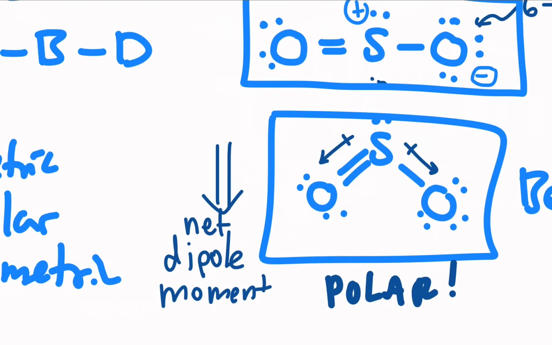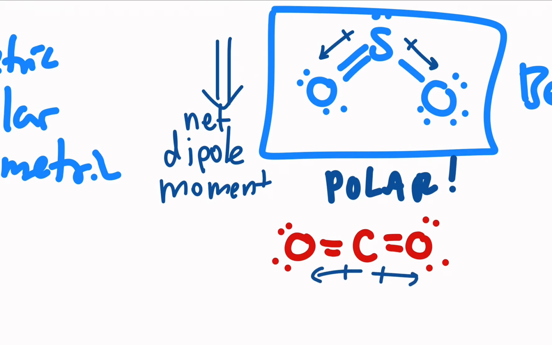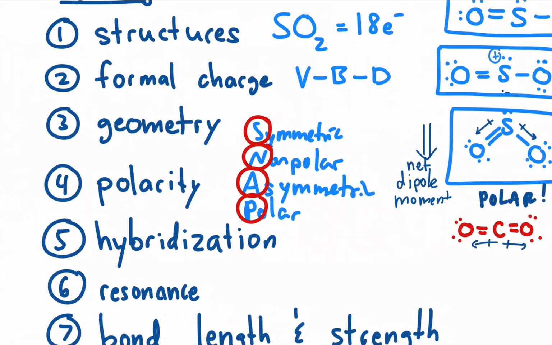A nonpolar molecule might be something like carbon dioxide, where it's completely symmetric about the central atom, and you have dipoles which cancel each other out. In this case, they point away from the carbon atom, but there's no net dipole in the carbon dioxide molecule. So it's a case-by-case situation. You have to look at each molecule.